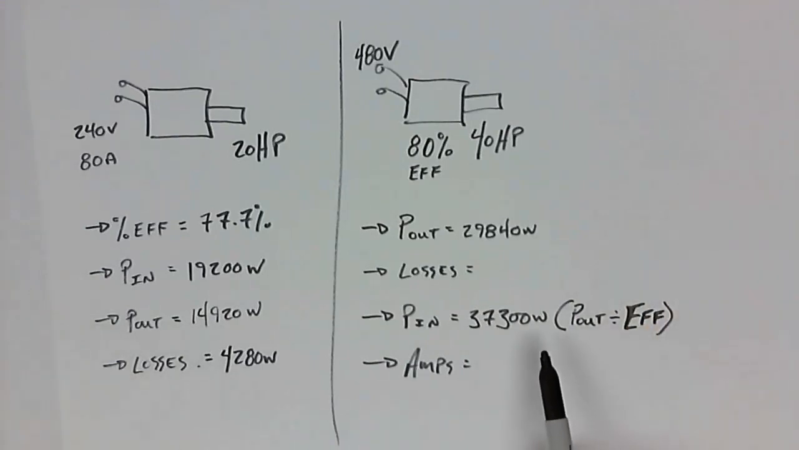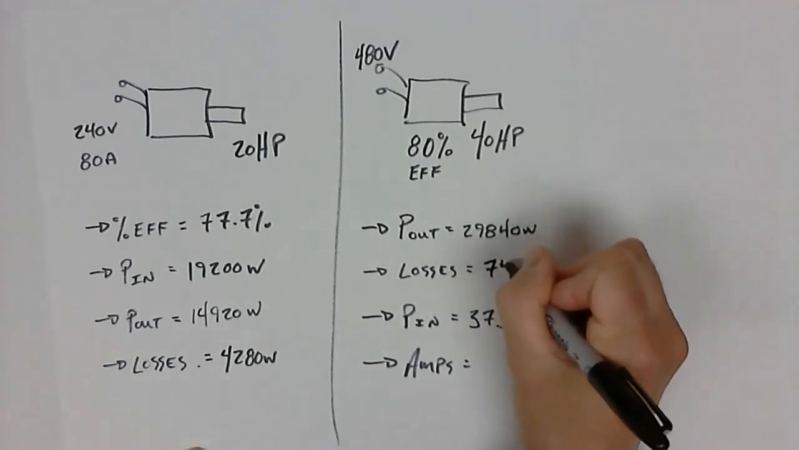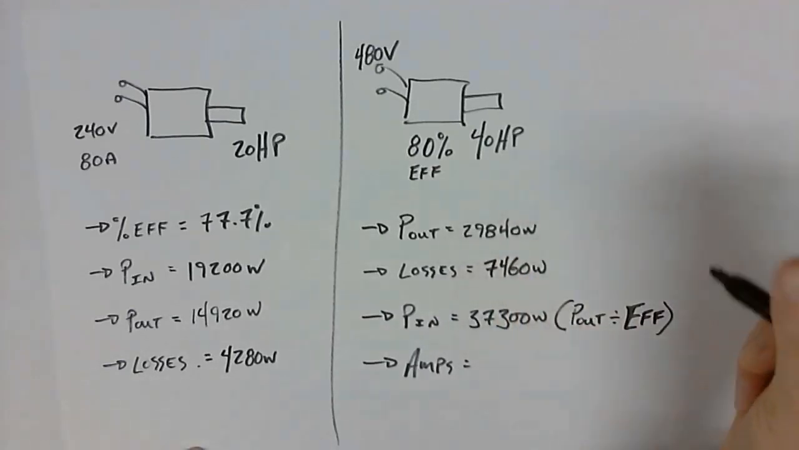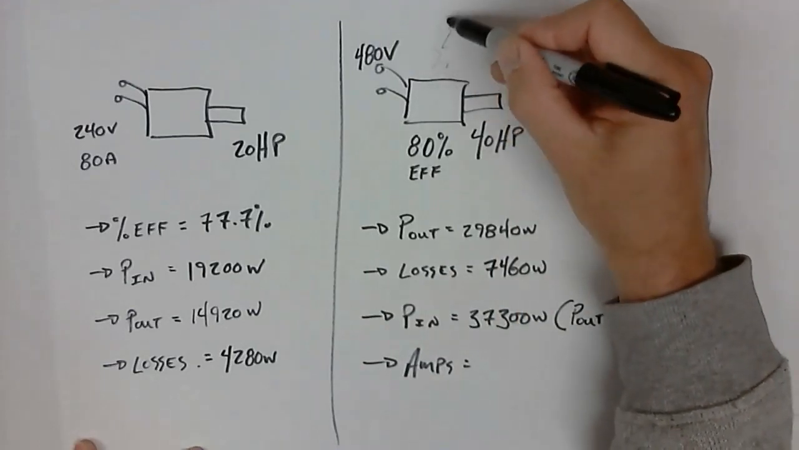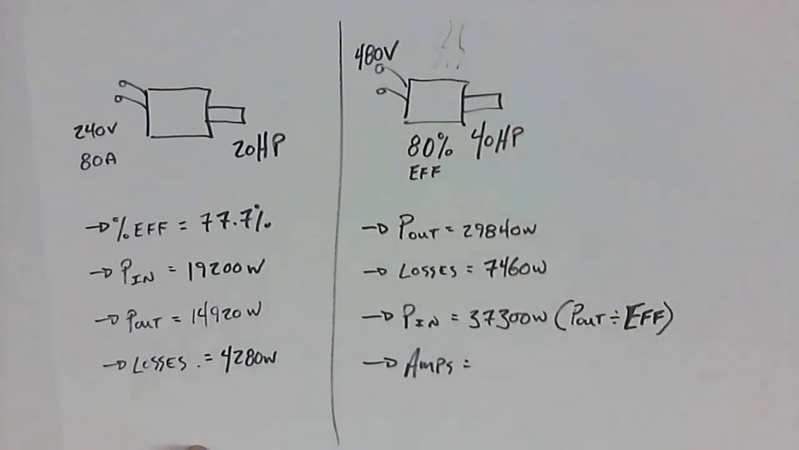All right, so once we have these two values here, we can subtract them and get our losses in between, right? Power input minus power output. So we're going to subtract 29,840 from 37,300. And what we're left with is 7,460 watts. That's the amount of losses in heat off that motor.